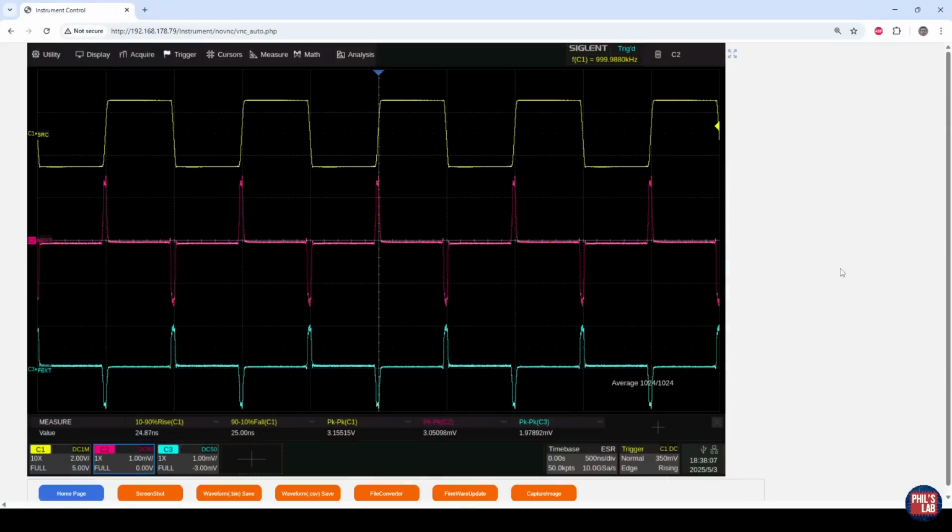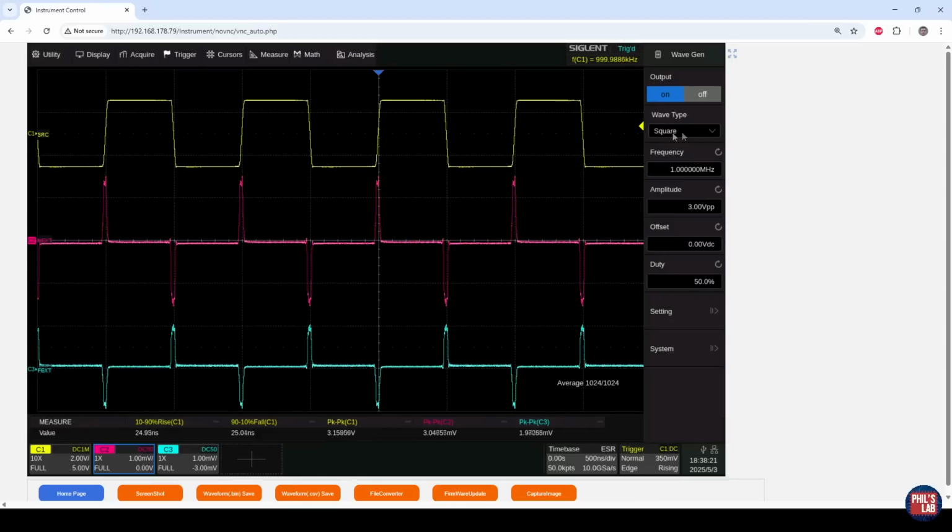I have my channels set up as follows. The yellow channel right at the top, I've offset all these channels so they don't overlap. The yellow channel at the top is my source. This is coming from the WaveGen. I can control via the oscilloscope. If I go to Utility and WaveGen, we can see it's currently set to a square wave with a 1 MHz fundamental frequency and an amplitude of 3 volts peak to peak. Duty cycle 50% and no DC offset.